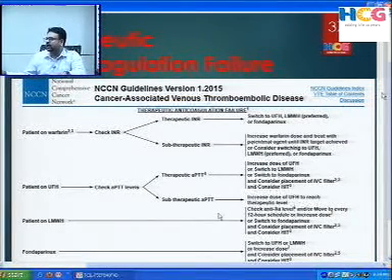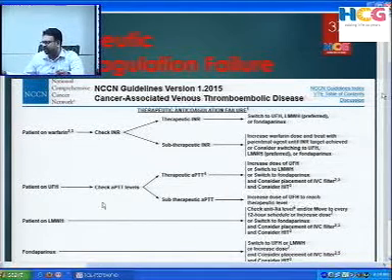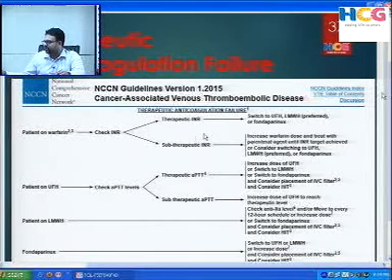Coming to the therapeutic anticoagulation failure in cancer patients, when the patient is on warfarin, we can check the INR. If the INR is in the therapeutic range, we can switch over to low molecular weight heparin or unfractionated heparin. When the INR is in the subtherapeutic range, we should increase the warfarin dose and treat with the low molecular weight heparin as a bridging therapy.